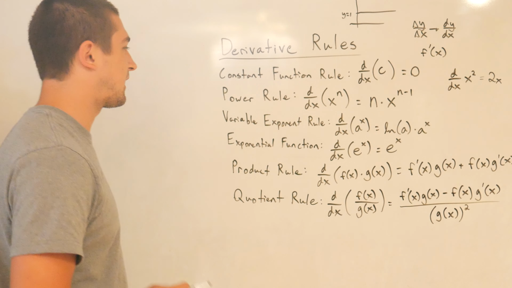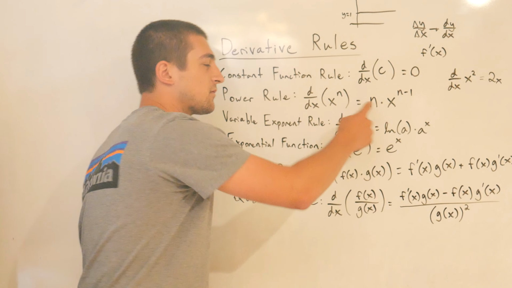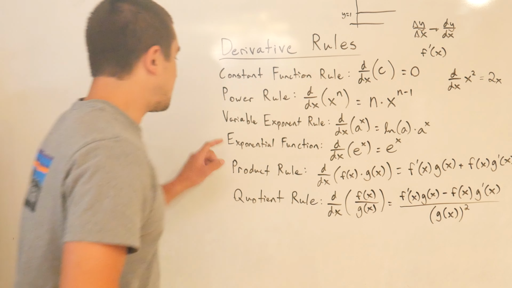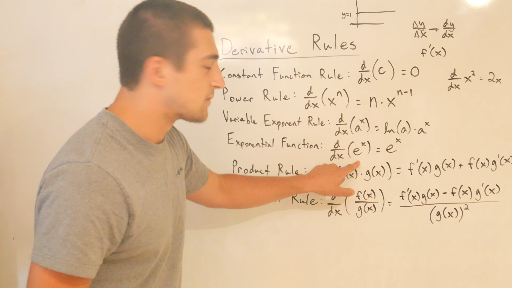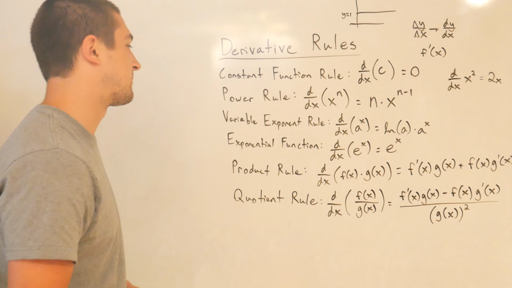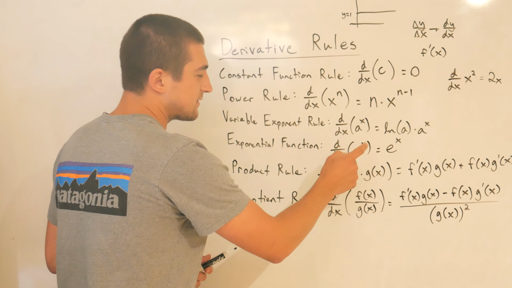Okay. And now the variable exponent rule, let's say you have a constant raised to a variable. That's an exponential function, but not the exponential function, but it is an exponential. Its derivative is going to be equal to the natural log of a times a to the x. And the same goes for this one. E is just a really special number. It's an irrational number. It's actually a transcendental number. But it's a very special number because its derivative is itself.